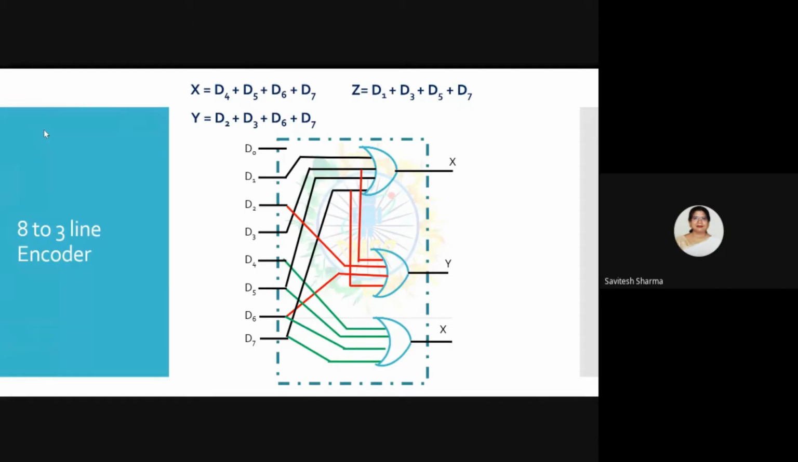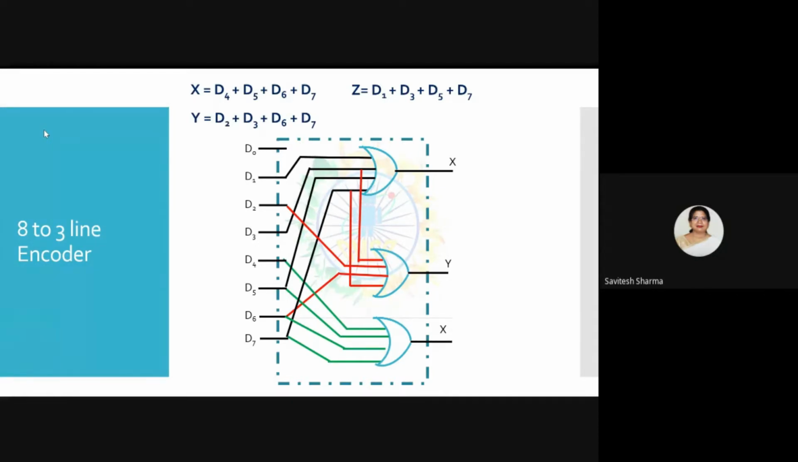If you compare the encoder and decoder, both are devices that form a communication system. At one end you compress the information, and at the other end, after transmission, you decompress it again. Combined, the encoder and decoder form an efficient communication system. In the encoder we are using only OR gates, while in the decoder we used AND gates.